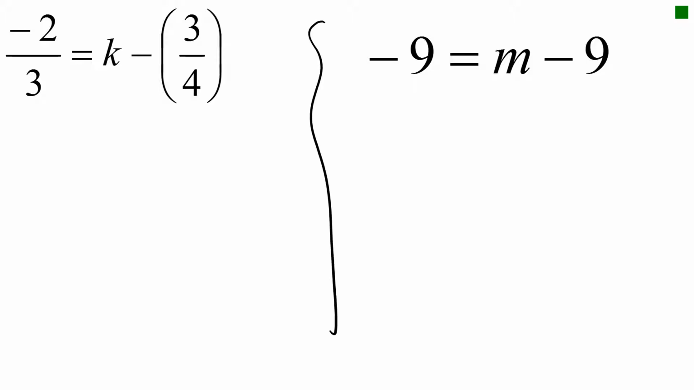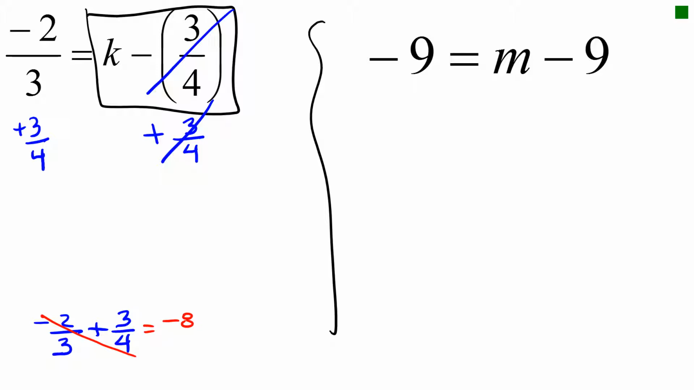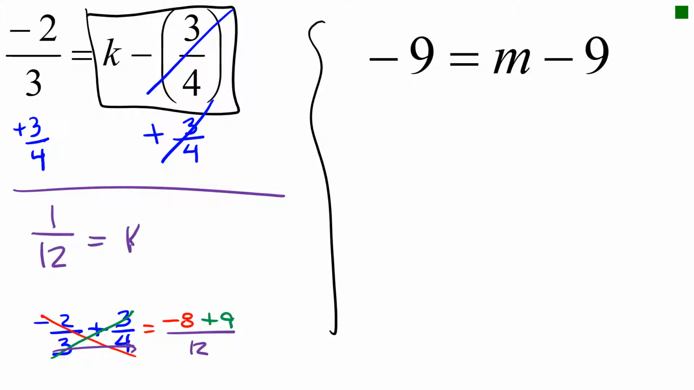Over here, the variable's on the right-hand side, don't freak out by that. I've got a minus 3/4. So I'm going to add 3/4 to both sides of the equal sign. Negative 3/4 and positive 3/4 cancel. Down here I'm going to TP it. I'm going to take negative 2/3 plus 3/4. I'm going to multiply up. That gives me negative 8. I'm going to multiply up. 3 times positive 3 is a positive 9. And I'm going to multiply straight across. 3 times 4 is 12. So over here I have 1/12, and over here I have the k.